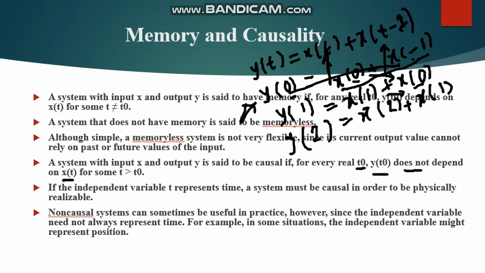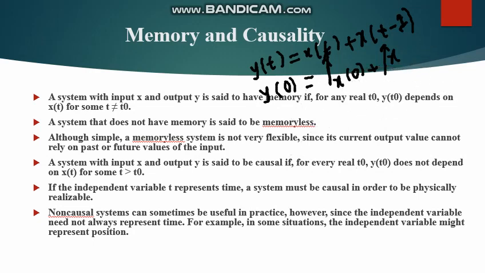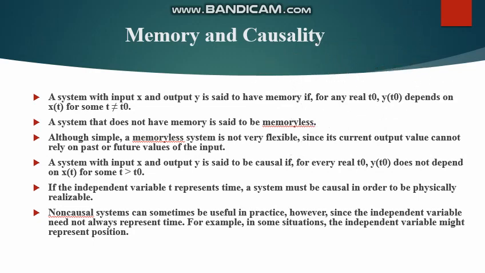Now coming to the other part, non-causal. To understand this clearly, non-causal systems can sometimes be useful in practice, since the independent variable need not always represent time. For example, in some situations, the independent variable might represent position. We didn't understand this: represent time, might represent position.